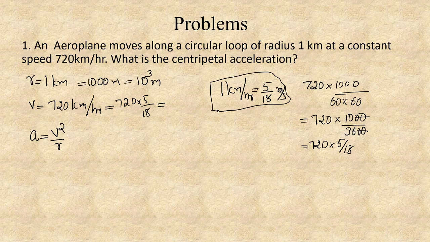So you can see, this 720 divided by 18 is 40. So 40 into 5 is 200. So 200 meter per second. That is the linear velocity. So we can substitute here 200 square divided by radius, that is 10 raised to 3. So you can complete the problem. You can complete the calculation.